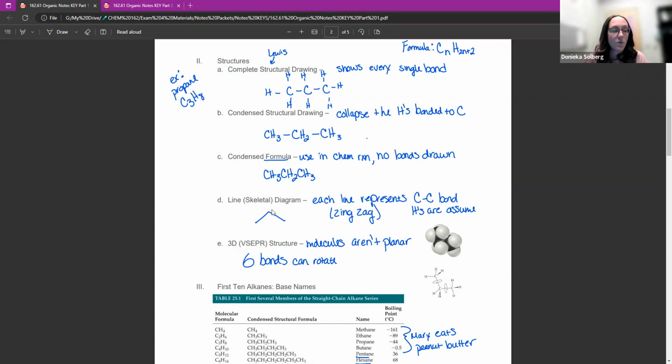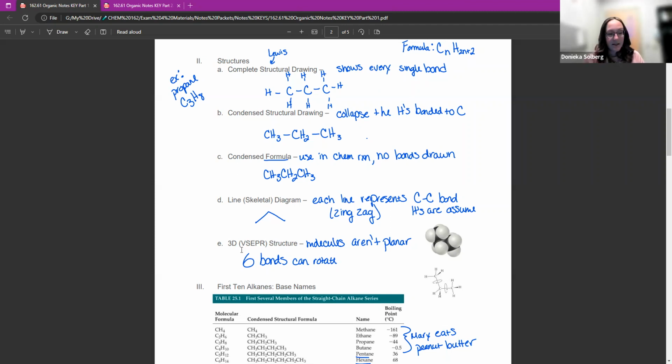So if I know this has 1, 2, 3 carbons, I know this is a carbon that has 3 hydrogens around it. I know this carbon has 2 hydrogens because it also has 2 bonds, and this carbon has 3 hydrogens around it. So this is what propane looks like as a skeletal or line drawing. So what you're doing is you're really just drawing the bond between the carbons. Okay, sometimes these are hard to interpret, but you're going to get practice in the active chemistry.